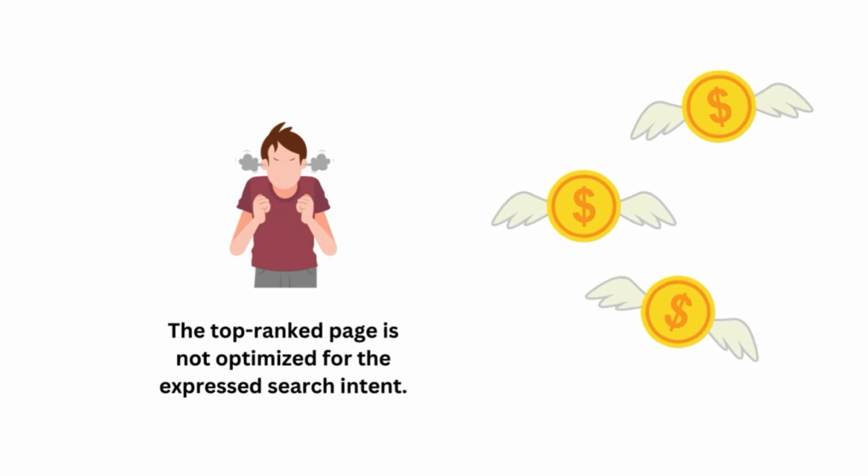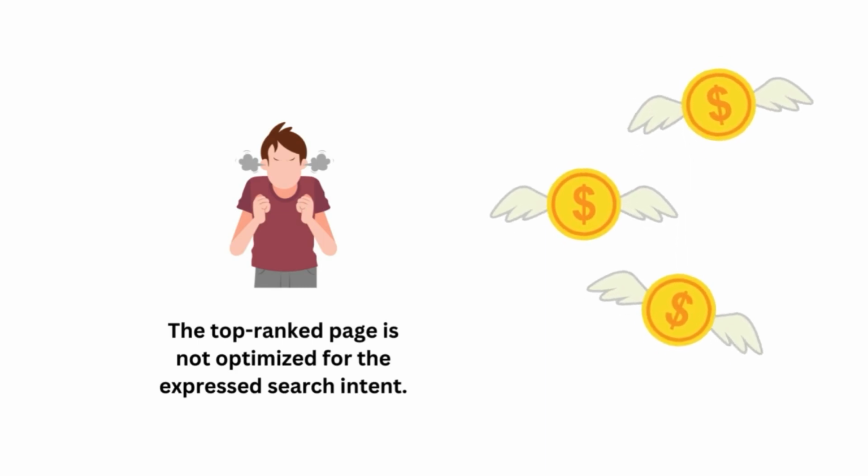Cannibalization issues, regardless of the particular cannibalization type, can impact your website's organic search performance, revenue, and user experience. Here are some examples of how problematic cannibalization can hinder performance in those areas. The first example is when the top ranked page is not optimized for the expressed search intent. For instance, going back to the booking.com example, the blog listicle is outranking the property listing or listing category page.